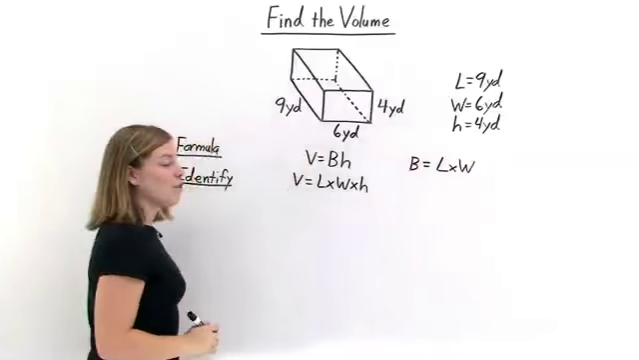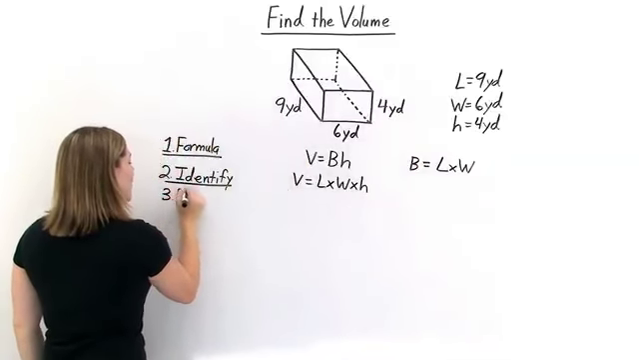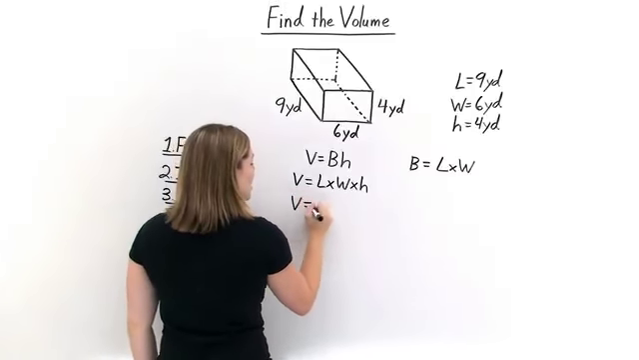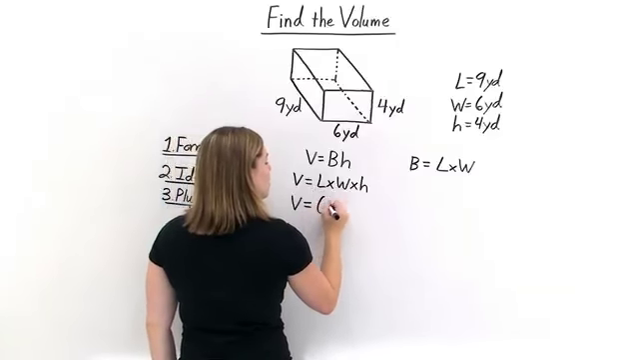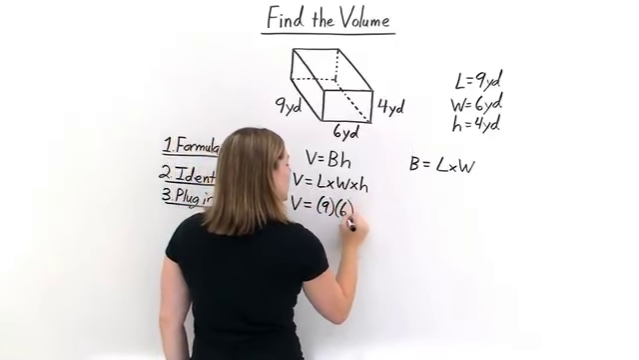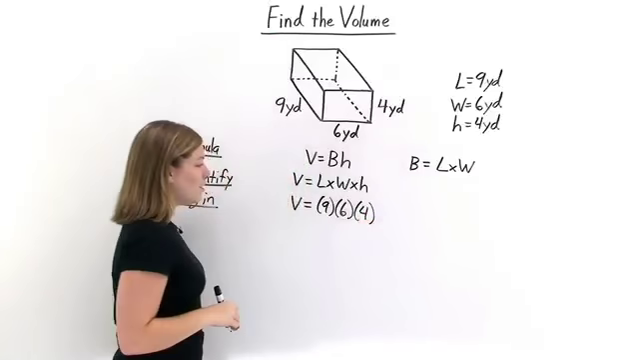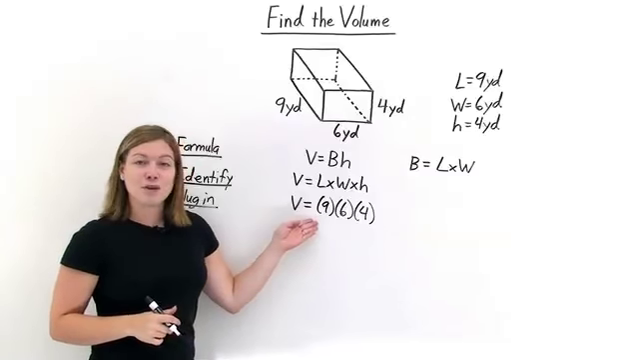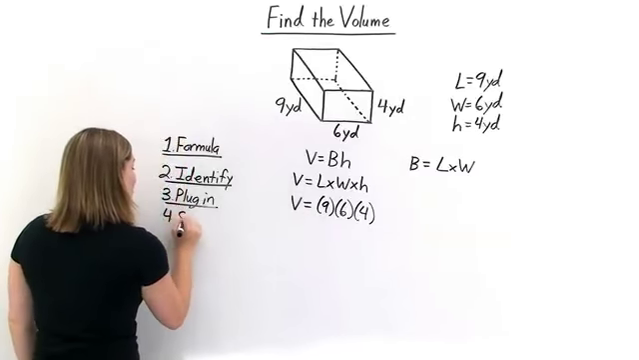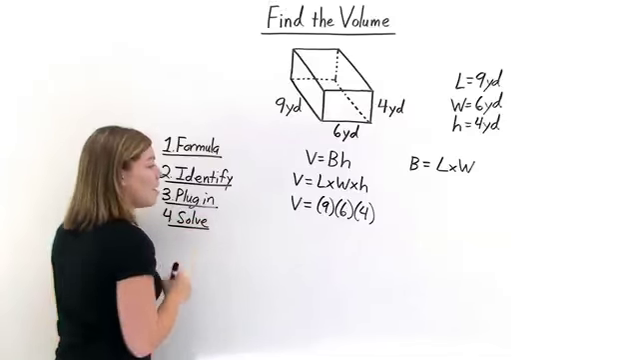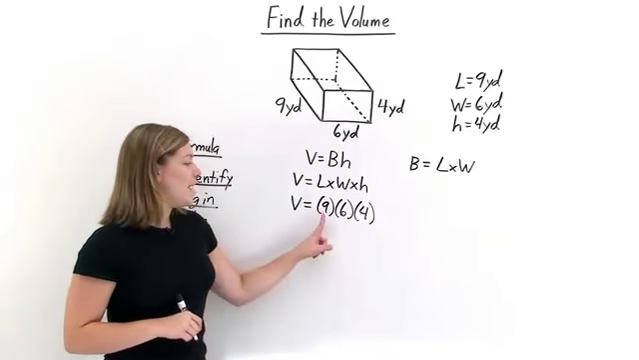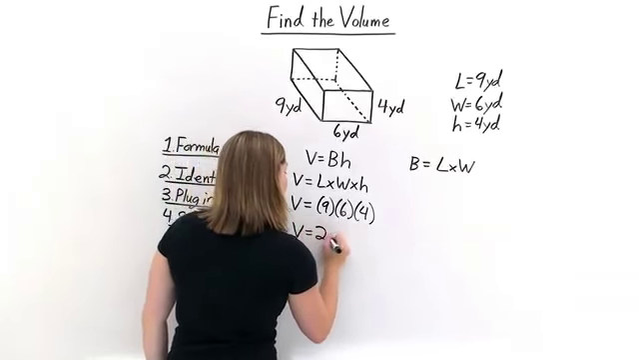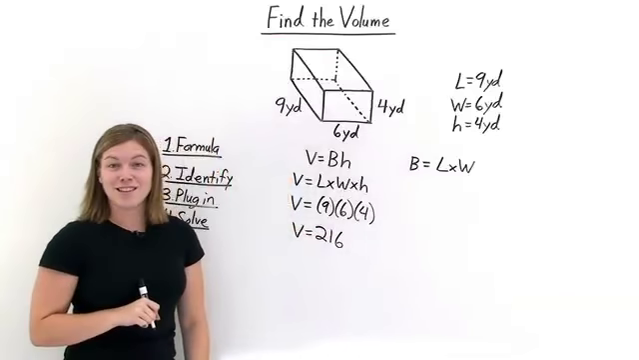Now that we have these values for the length, width, and height, let's take those values and plug them into our formula. So we have that the volume of our rectangular prism is equal to the length, which is 9, times the width, which is 6, times the height, which is 4. So all we need to do to get the volume of this rectangular prism is solve this equation. To do that, all we need to do is take those three numbers and multiply them together. So we need to take 9 times 6 times 4. When we take those three numbers and multiply them together, we get 216.